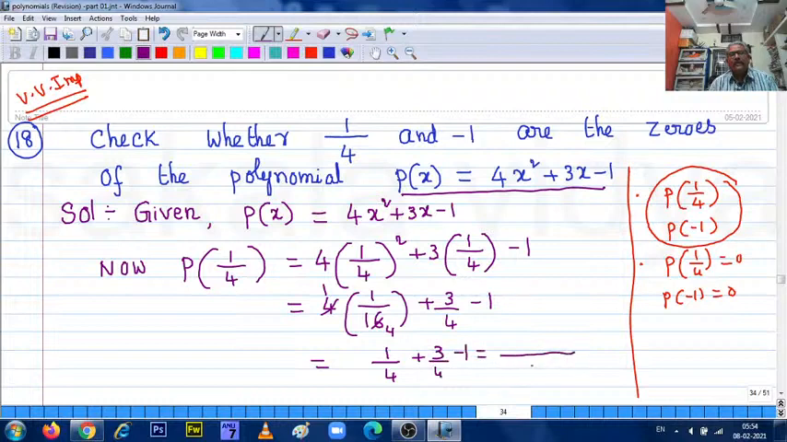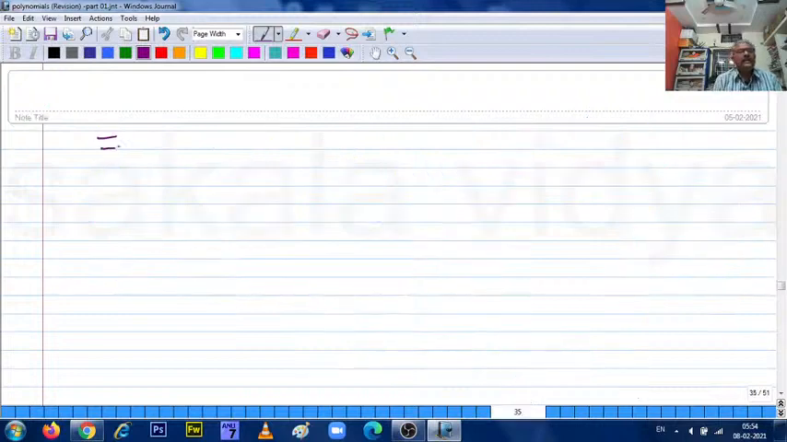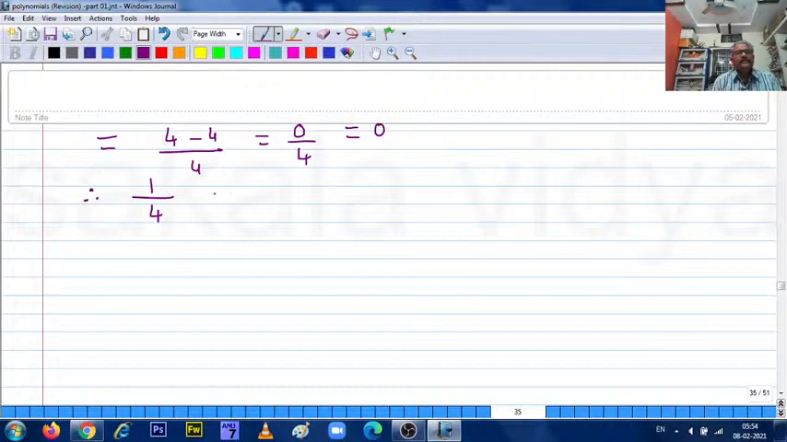Here 4 is the LCM. 1 plus 3 minus 4. 4 into 1 is 4, but negative 4. 4 minus 4, you will be getting 4 minus 4 upon 4. So 0 by 4, 0 by something is 0. So therefore 1 by 4 is the zero of P of x. This has been checked or verified.